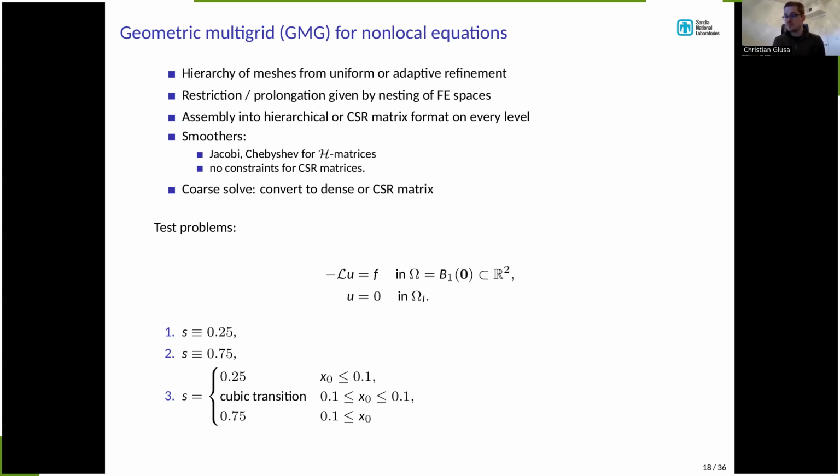In terms of test problems, we'll look at the unit disk in 2D as our domain, and then we'll take three different types of fractional orders. So these are all fractional kernel examples. We'll either take a low fractional order, a high fractional order, or a fractional order that varies in space. Next slide, please.